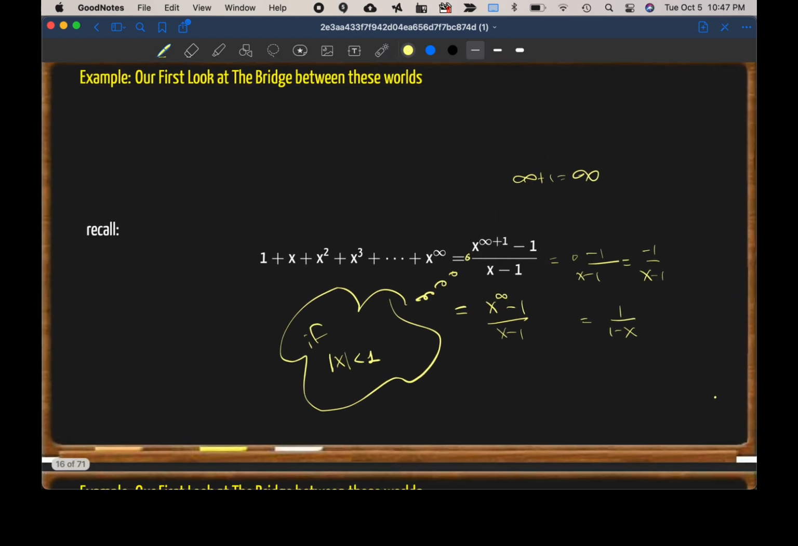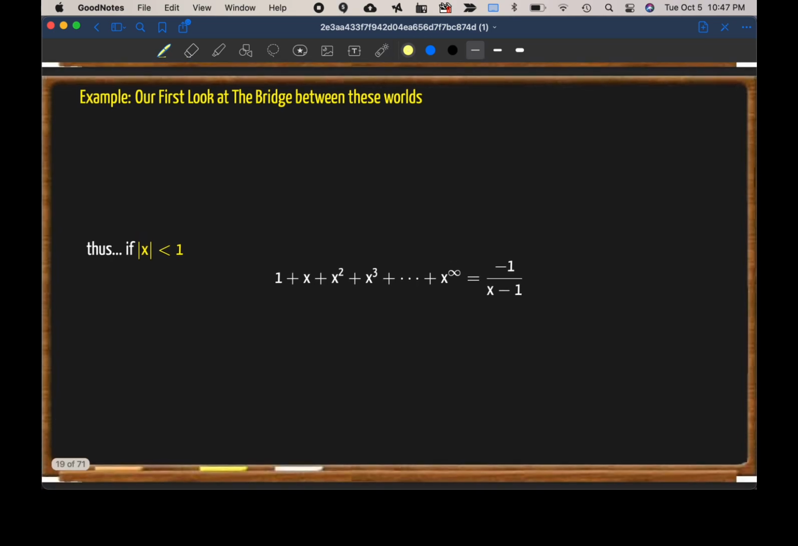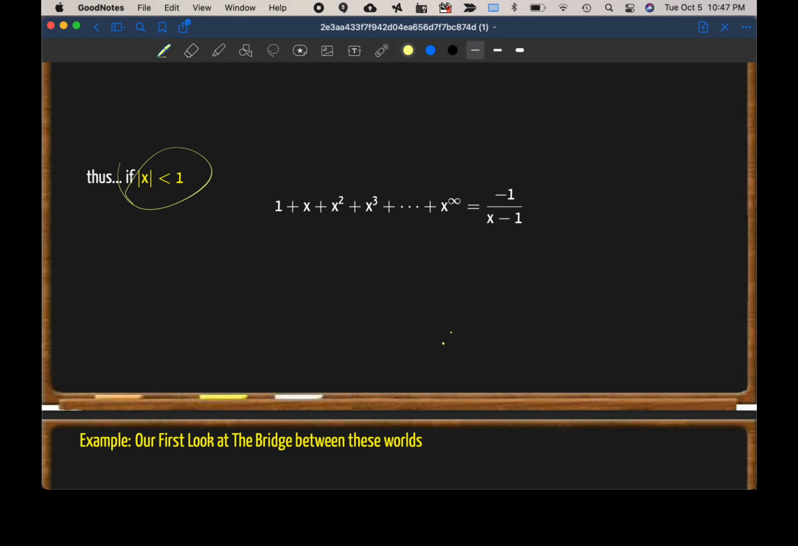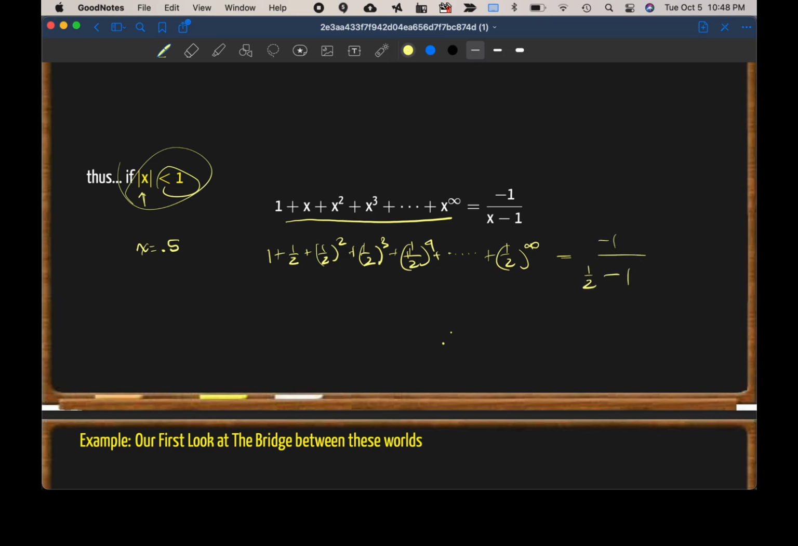What does it tell you? It tells you something amazing. This tells you that if your x's are less than 1 in absolute value, then the sum of all the powers of x is equal to that. And just pause for a second. This means that if I take any number where the absolute value is less than 1, say x is equal to 0.5 or half, then 1 plus a half plus a half squared plus a half to the third plus a half to the fourth, and on and on, all the way to infinity, infinitely many times, is going to give me negative 1 all over 1 half minus 1, which would be negative 1 over negative 1 half, which is equal to 2.